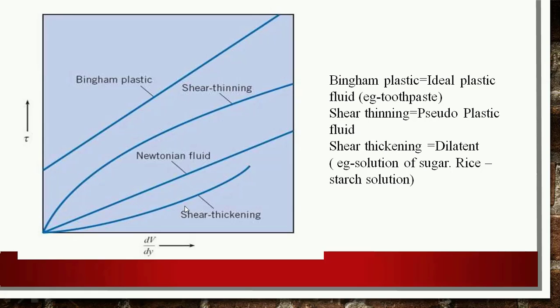And this one is shear thickening. Shear thickening is dilatant. Dilatant types of fluid are called shear thickening fluids. An example is a solution of sugar. When you put sugar into water, you can see the solution will get thick. So this is the example of shear thickening. We can also say dilatant, and rice starch solution. In shear thickening, the viscosity of a fluid will increase as the shear stress increases.